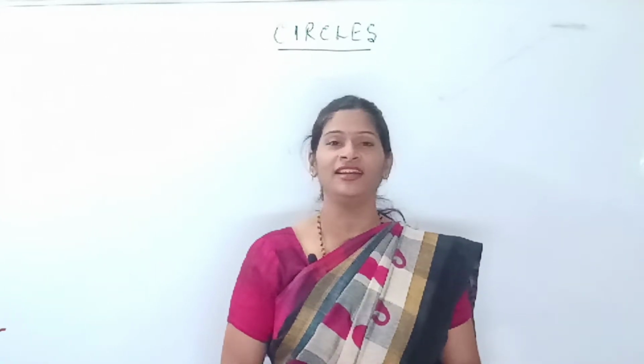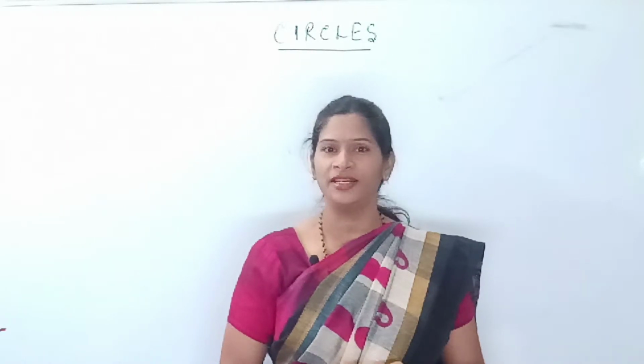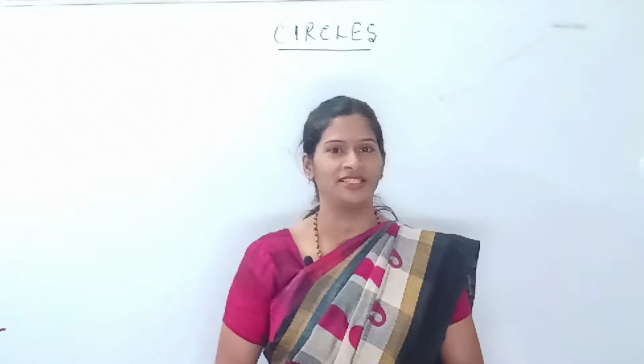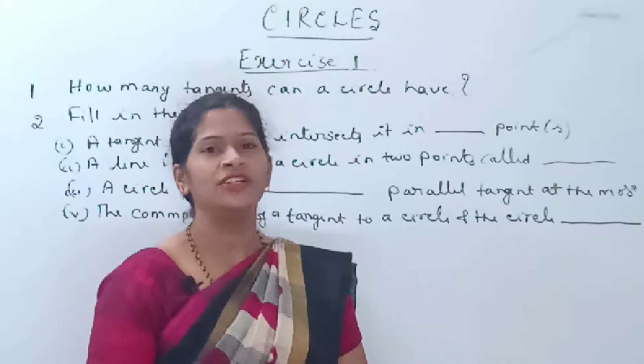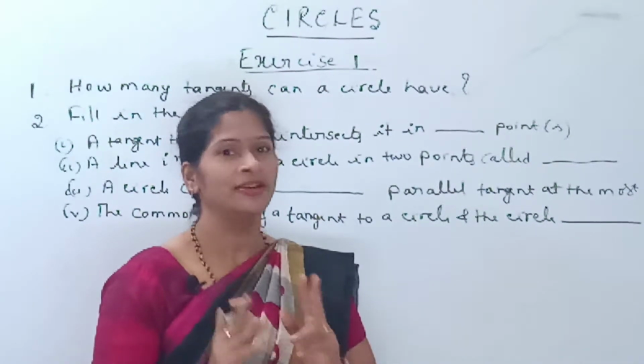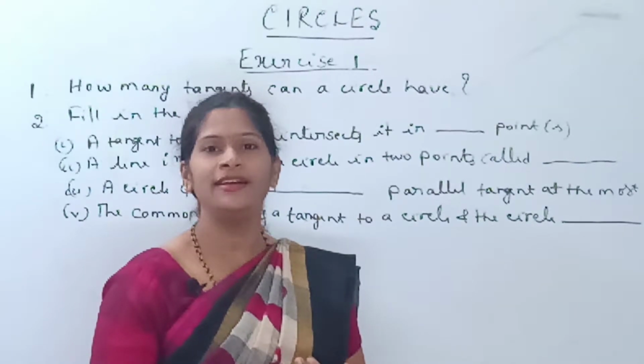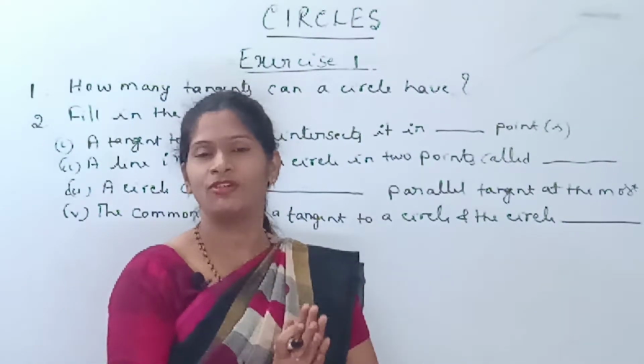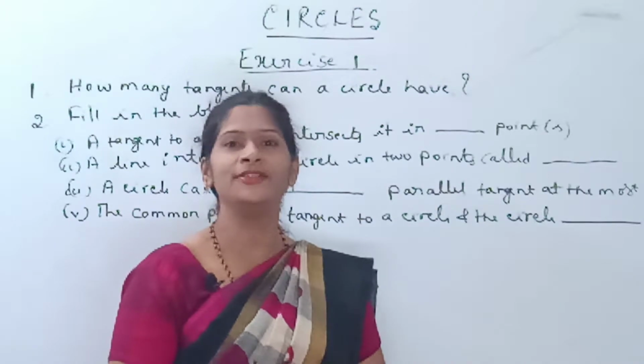We are discussing NCERT as well as the CBSE class 10th mathematics chapters. So we have studied the definition of a circle, different parts of a circle, non-intersecting line, secant to the circle and tangent to the circle. With this concept, let us solve exercise problems.